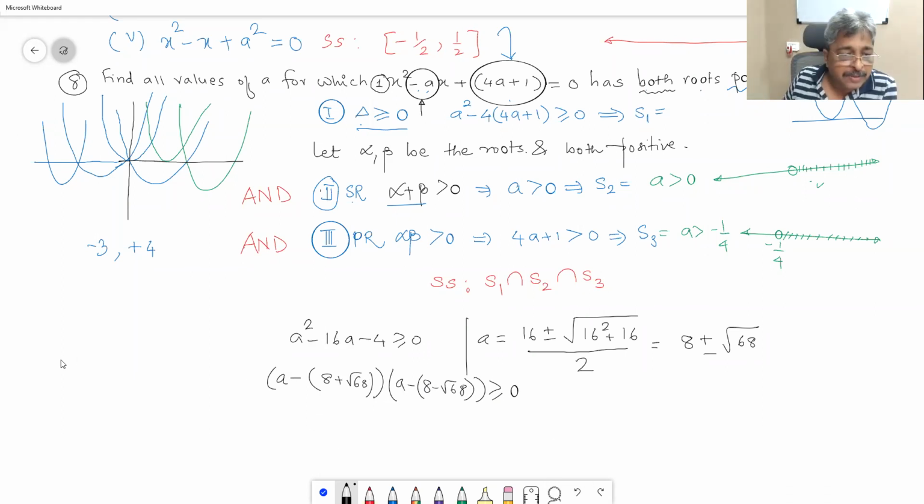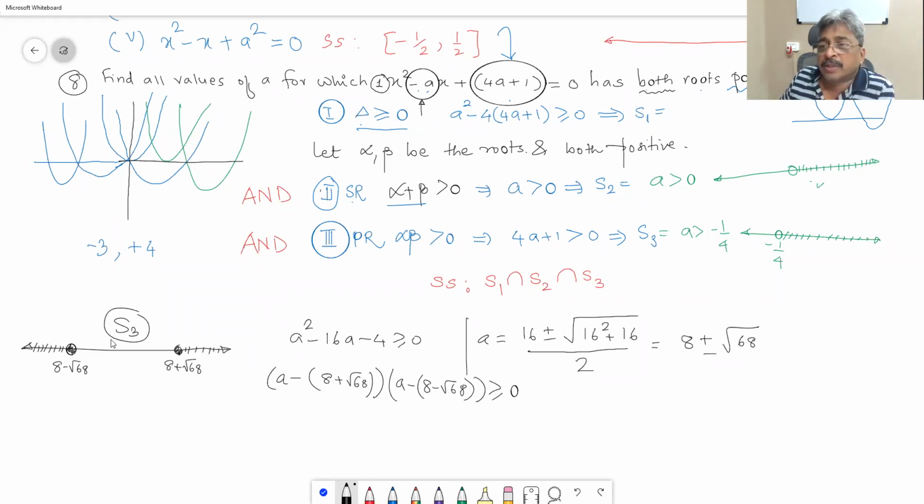So what is the graph of this? The graph of this is on the real number line. 8 minus root 68 is going to be smaller, and 8 plus root 68 is going to be bigger. Equality is allowed, therefore dark circles. So this is the solution set for S3.